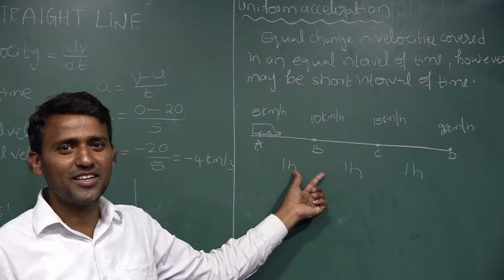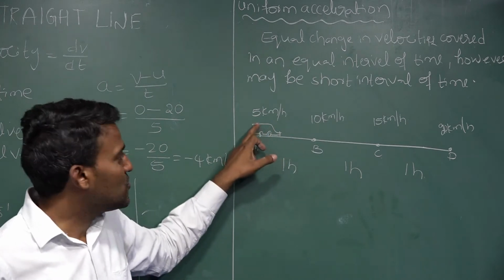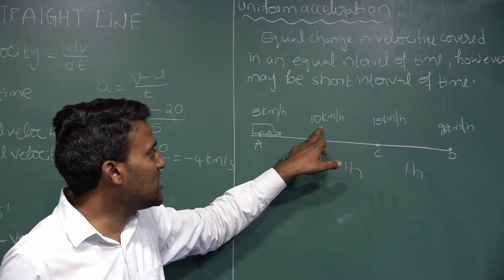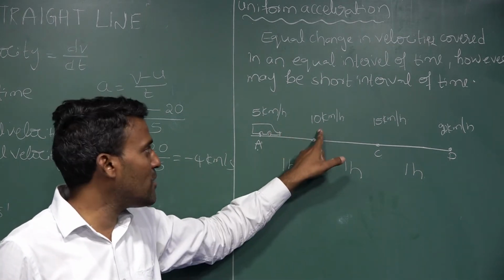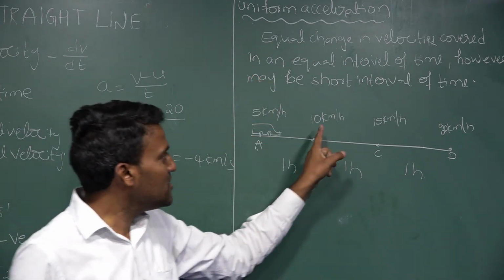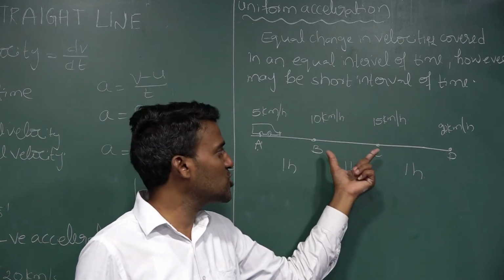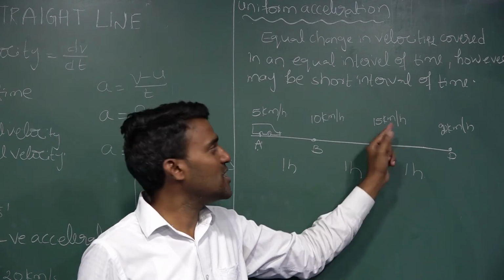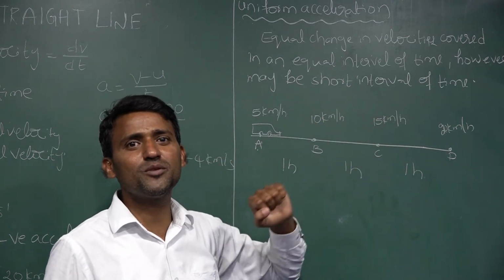But just I give an example like this. See here, A to B, 5 km, initial speed is 5 km per hour and final speed is 10 km per hour. What is the change? 10 minus 5 is nothing but 5. Next, if you take the 2 points B and C, B is the initial and C is the final. 15 minus 10 is nothing but 5 km per hour.